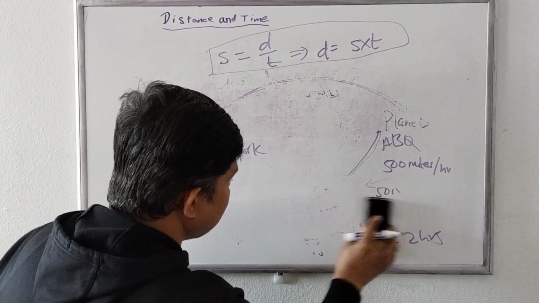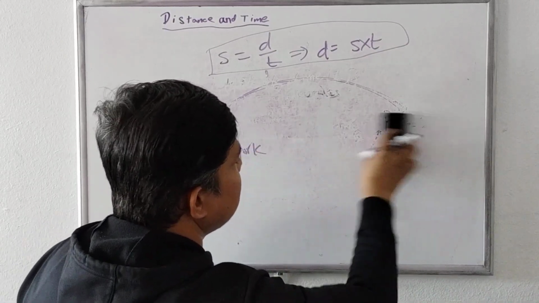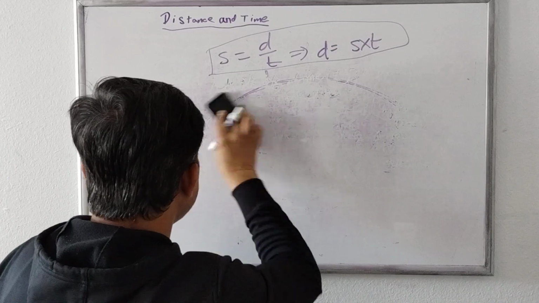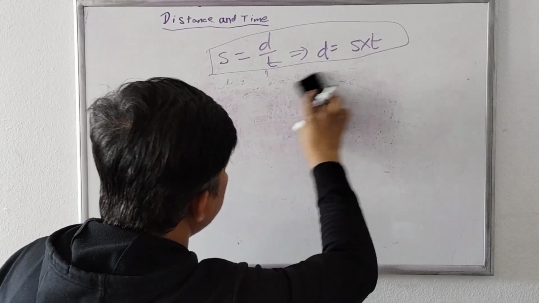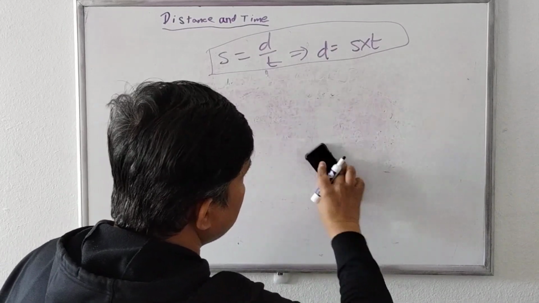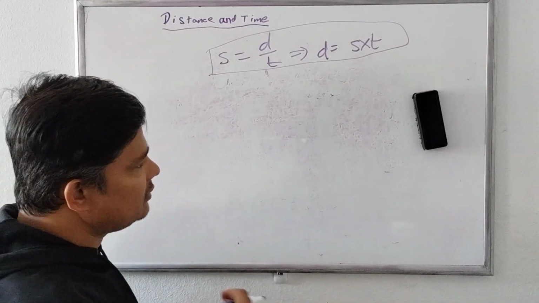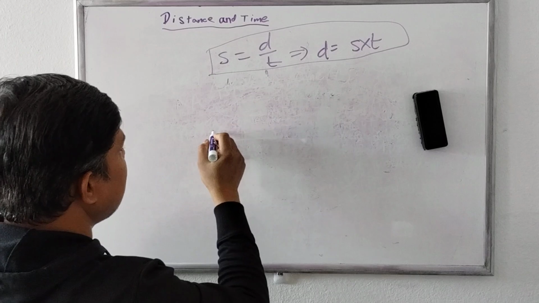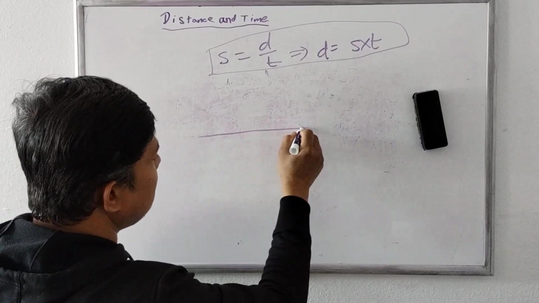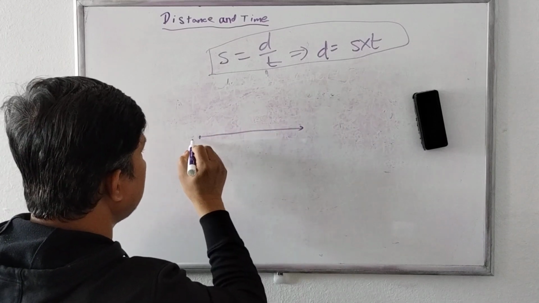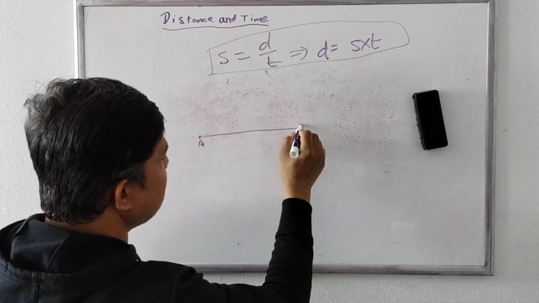And if they are moving in the same direction, you have to subtract the speed. Let's take another example, one that we did not go through, and it's not based on two objects. It's just based on one object. So let's say one object, car A. This is place A and this is place B.